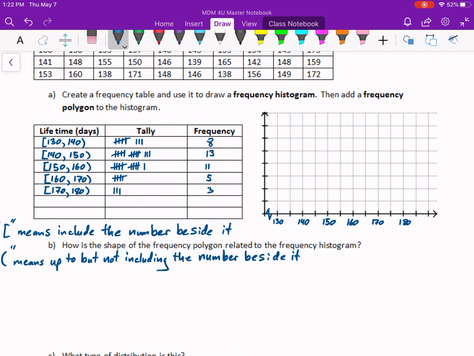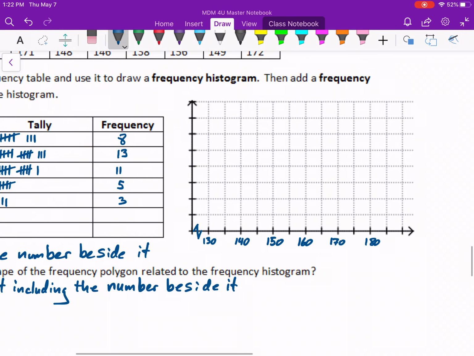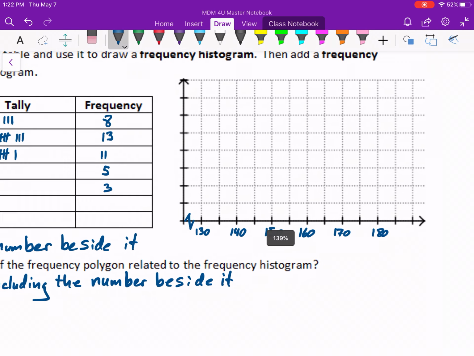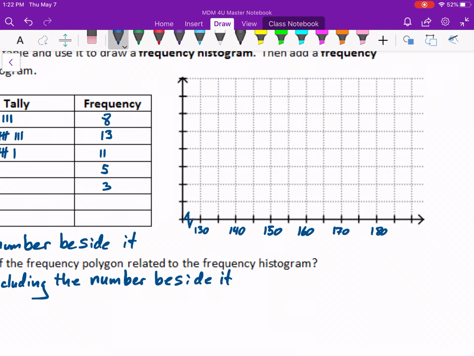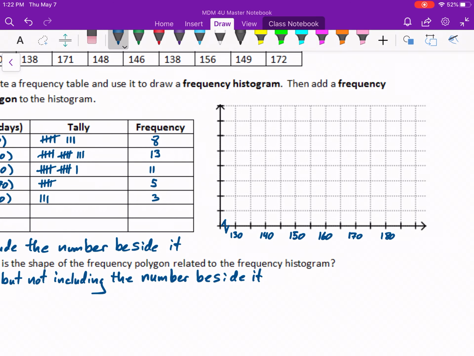All right, draw the frequency histogram, add the frequency polygon. So I've already started this again. So because we're using intervals, I put the numbers on the edges, or I'm going to put the bars between the numbers. So in other words, from 130 to 140 had a height of 8. And maybe I'll go up by 2s. So 2, 4, 6, 8, 10, 12, like that. So between 130 and 140, we had 8 bulbs that lasted that long.